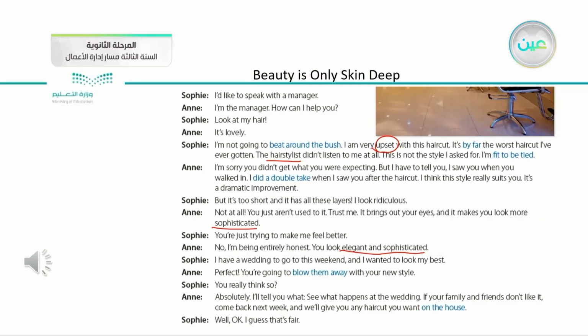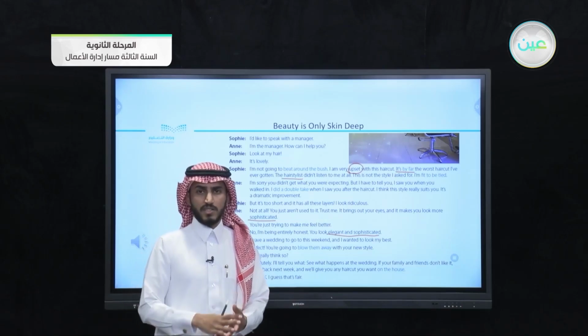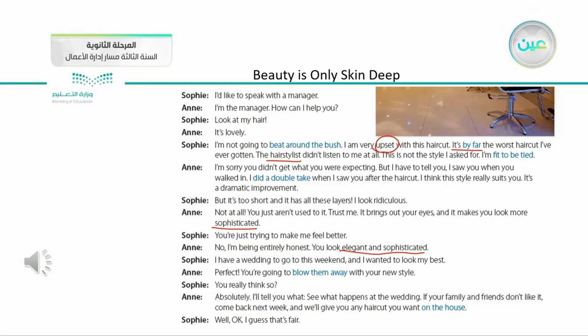Okay? After that, we have here, "I'm very upset with this haircut. It's by far the worst haircut I have ever gotten." By far means so far, until now. Until now, it is so far the worst haircut I've ever gotten. Then we have "fit to be tied." And then "I did a double take," "blow them away," and "on the house." We will talk about these expressions when we get to the real talk part.